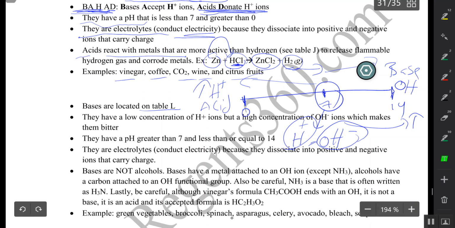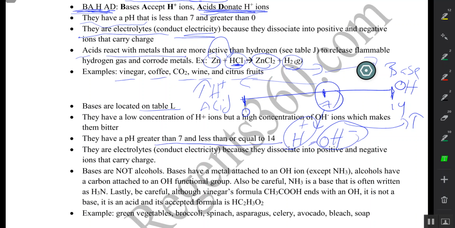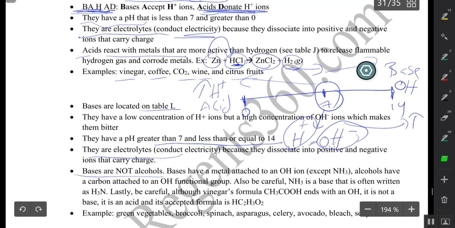All right. Bases generally have a pH that's greater than 7 and less than 14. They're also considered electrolytes. Let's just be careful and make a distinction between bases and alcohol. We know that bases end in OH, but bases are not alcohols.